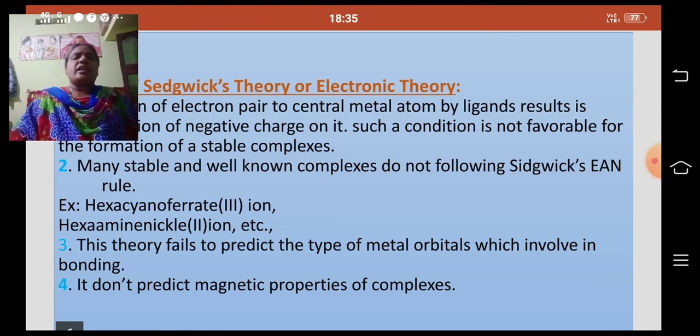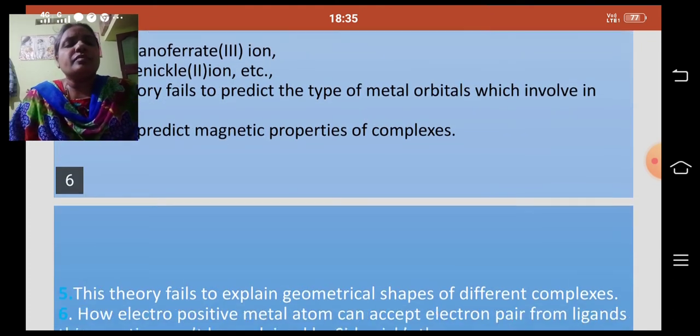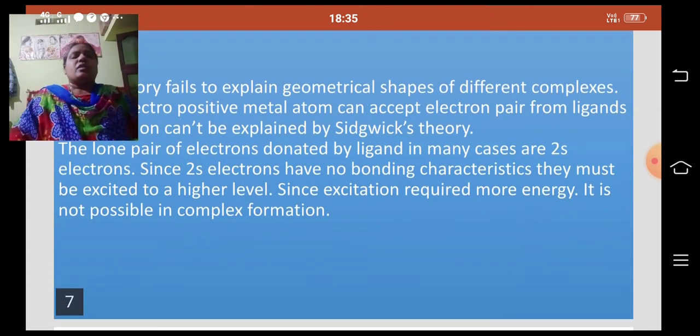Next, this theory fails to explain the type of electrons donated by the ligand, especially 2s electrons. Generally they are highly stable in the ground state, so only after excitation will they be donated. But for excitation we are not supplying any external energy for the formation of the complex. For this question also, Sidgwick's theory does not explain.